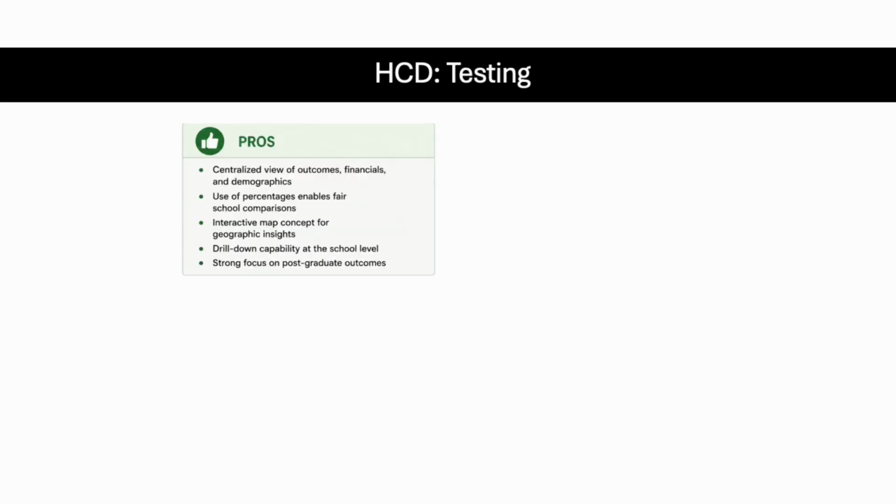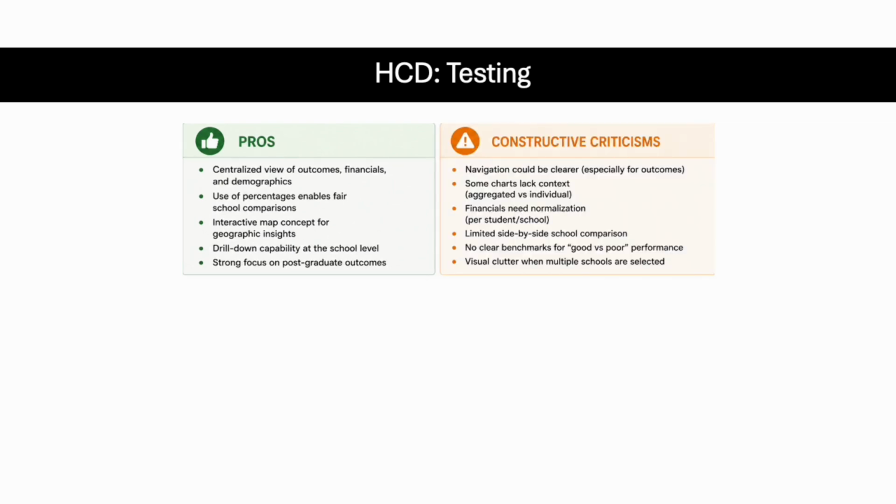For HCD testing, we put together a matrix, discussing with fellow classmates. First, the pros. It was viewed as nice to see the outcomes, financial and demographics, and it allows for school comparisons, and the interactive map is helpful for geographic insights. It really helps give us more information at the school level, and it's nice that it focuses on postgraduate outcomes.